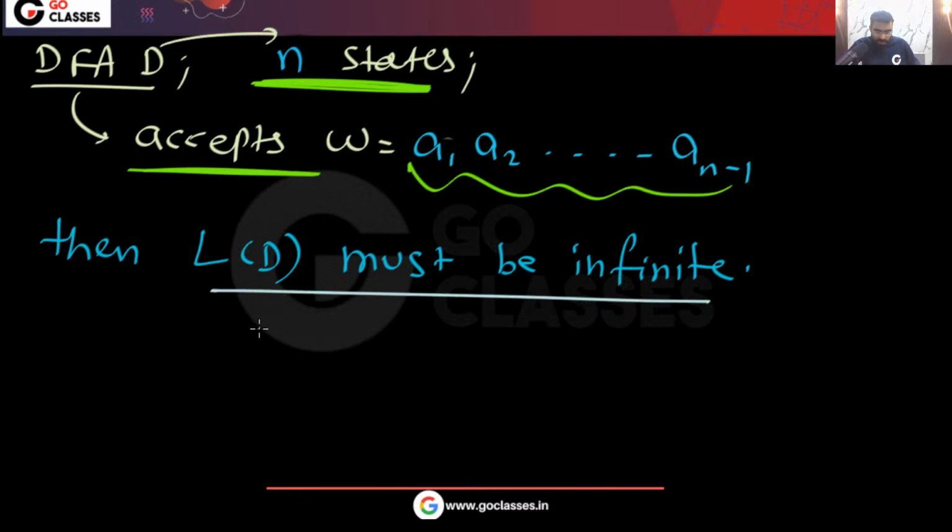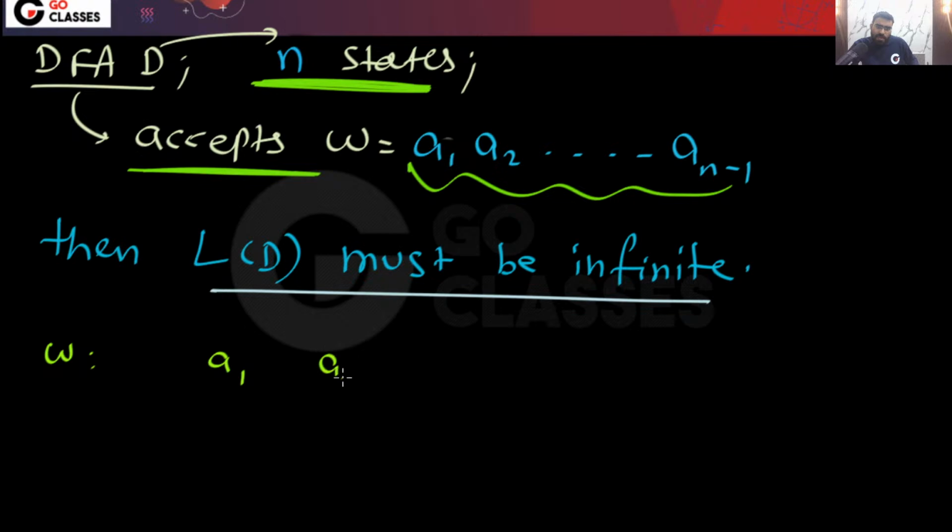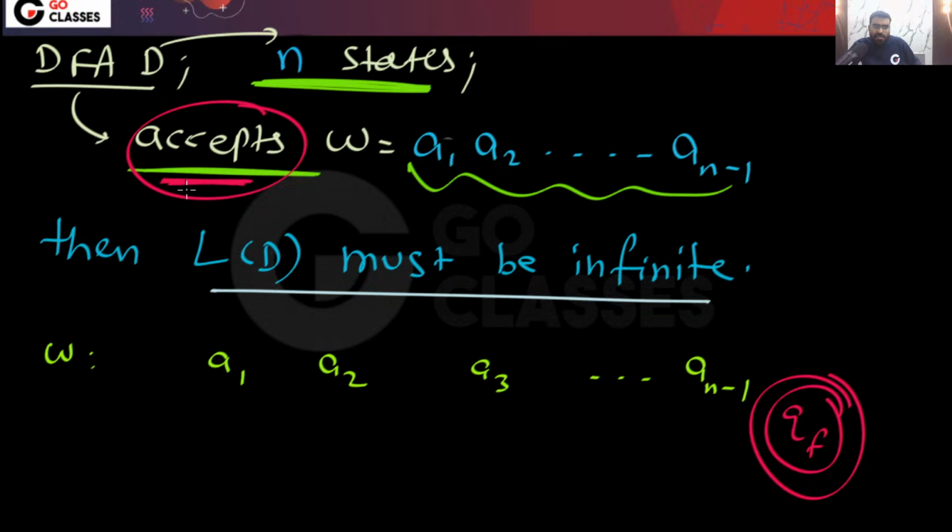Because if you want to avoid the loop from the initial state to any final state, then remember at the end, from the final state, where will you make a transition? This is the simple point. From the initial state, this is your string. Your string W is a1, a2, a3 and so on, up to a(n minus 1). You are accepting this string, so at the end you are in the final state.